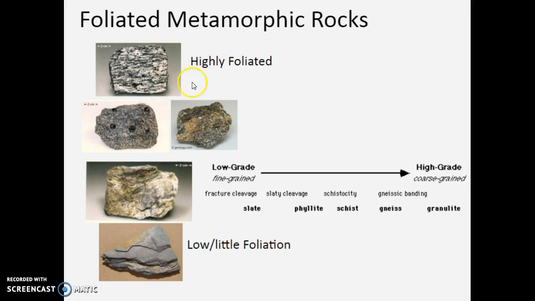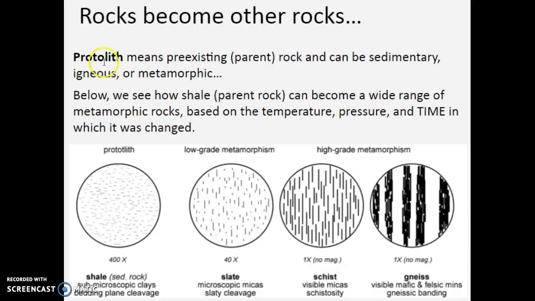So here are the samples we have in class. Highly foliated, we call this banding, right? Gneiss has this banding characteristic, whereas the schists, we would define those as schistosity, and these are the high-grade, coarse-grained metamorphic rocks. And then we get to phyllite. This actually has kind of a slaty cleavage like that of slate itself.